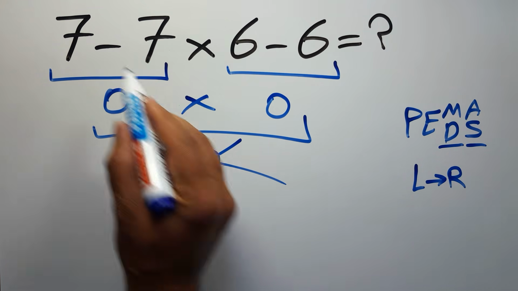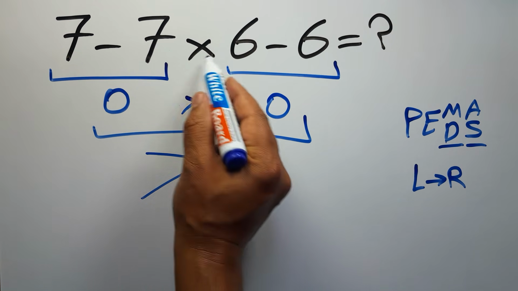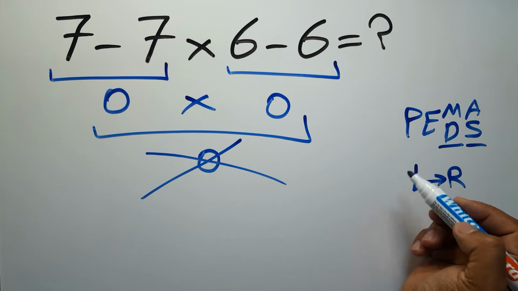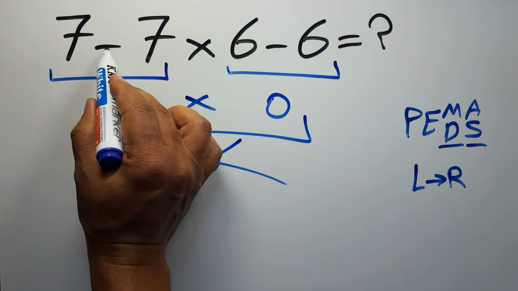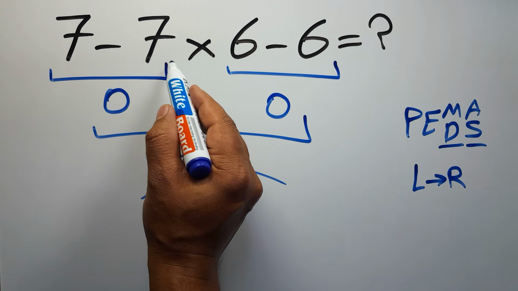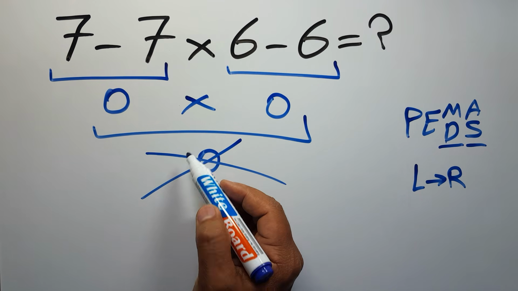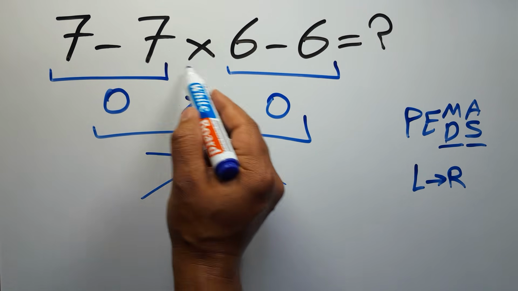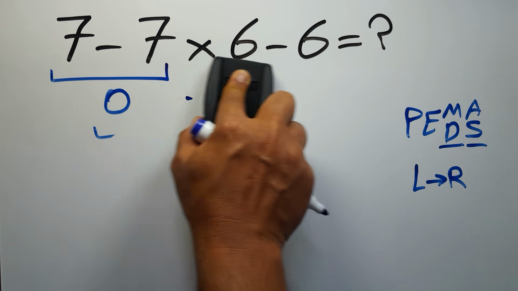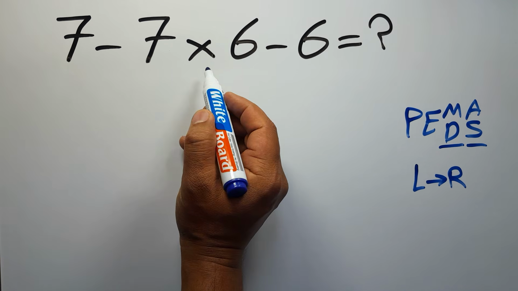In this expression, we have two subtractions and one multiplication. According to PEMDAS, multiplication has higher priority than subtraction because multiplication comes before subtraction. And when we have more than one subtraction in an expression, we have to work from left to right. So therefore, first we have to do this multiplication, then this subtraction, and finally this subtraction. If we do this subtraction or this subtraction before this multiplication, it is wrong. So first we have to do this multiplication.